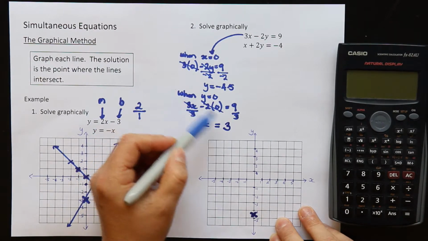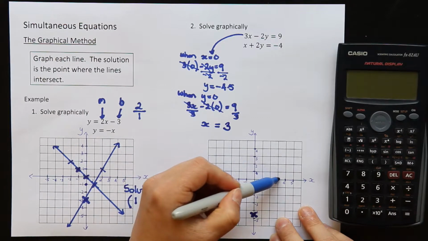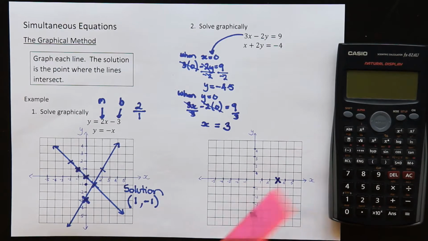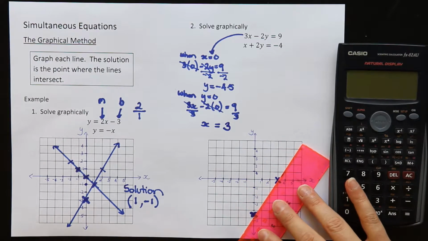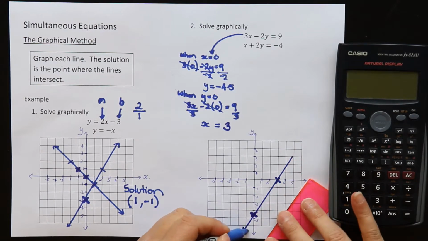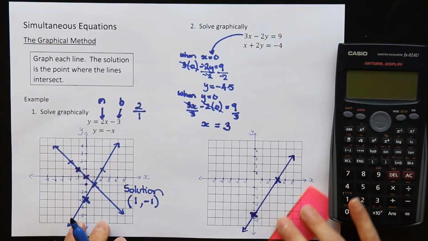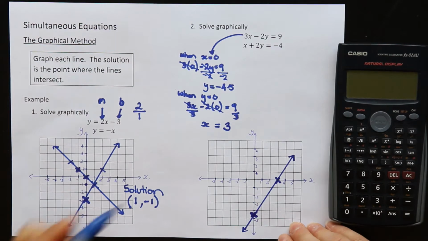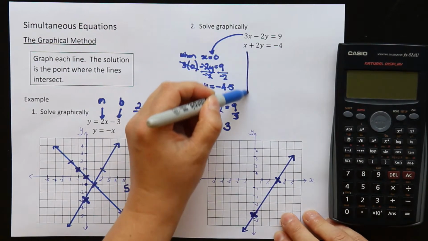When y is equal to 0, x is equal to 3. That gives me my x-intercept. So I have the two crosses there. That's all you need to draw a straight line. Draw a line in between. And there's my first line. Now we have to do that all again for the second one. So let's draw a line down here.